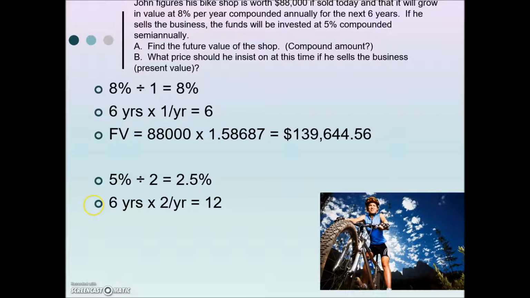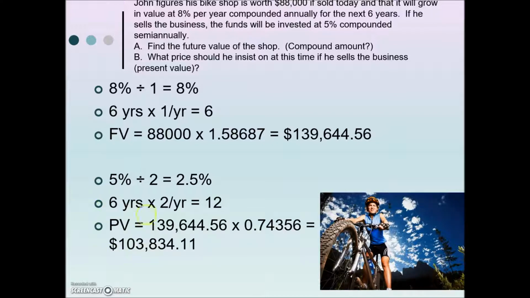On the present value table, we will look up the intersection of this I, 2.5%, and this N of 12, which should be 0.7436356. Multiply it by the future value that this business will grow to in 6 years. The result is this number, almost $104,000.